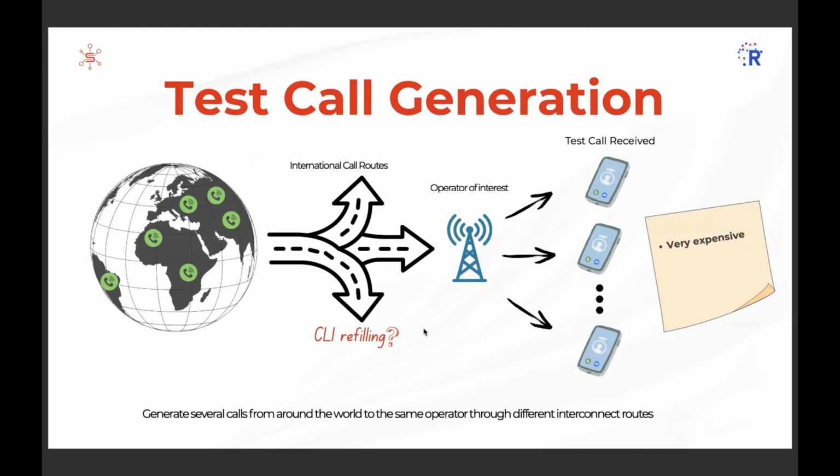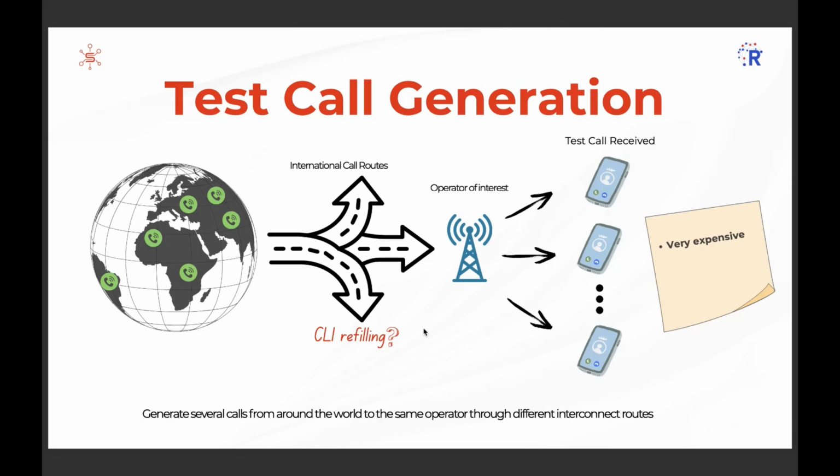This helps us spot problems like CLI refiling or spoofing, where a fake or incorrect caller ID is inserted somewhere along the route, or bypass fraud, where an international call is disguised as a local one to avoid higher fees.